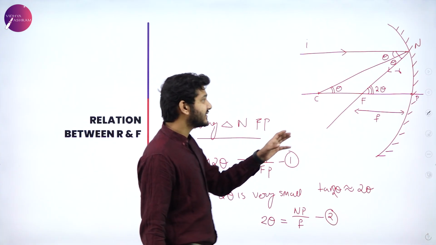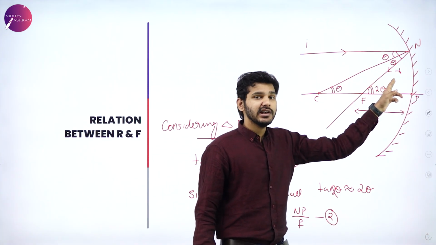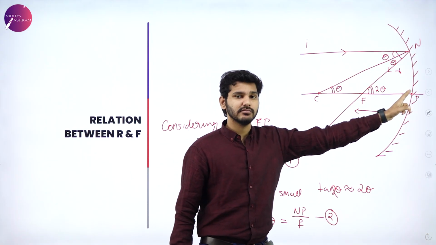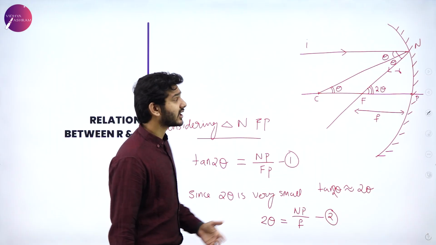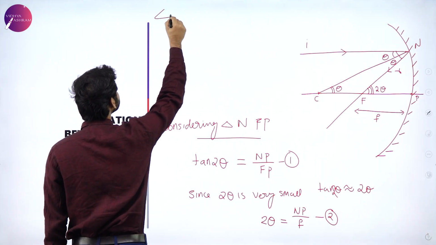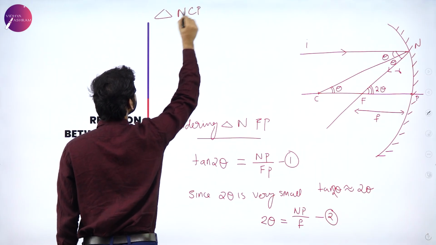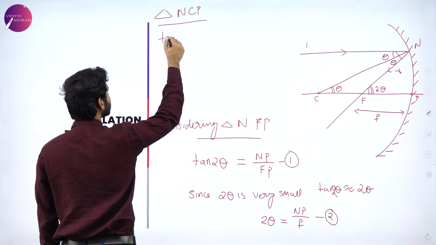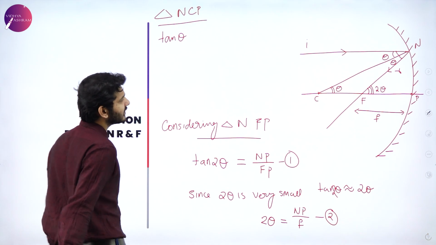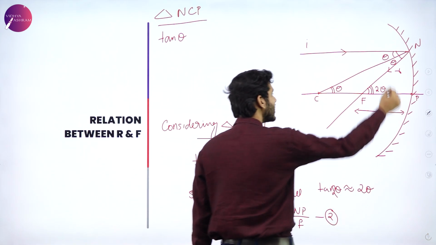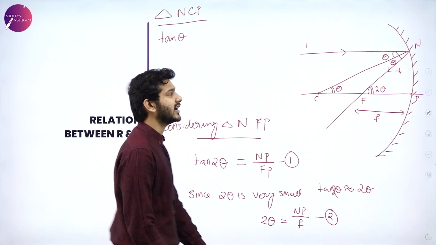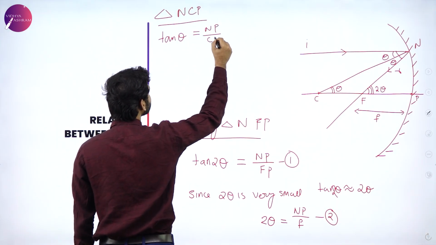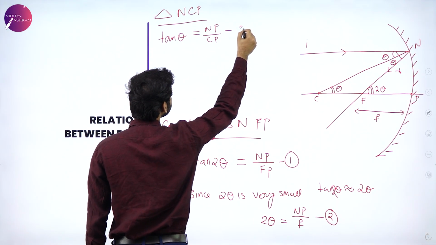Now since we have a relation in this particular triangle, we are going to find a relation in the next triangle, that is NCP. The same thing we are going to do in the next triangle. So again, we consider the triangle NCP. If I take the tan of that particular angle, tan theta is equal to NP by CP, right? So tan theta is equal to NP by CP. Let's call it equation number 3.